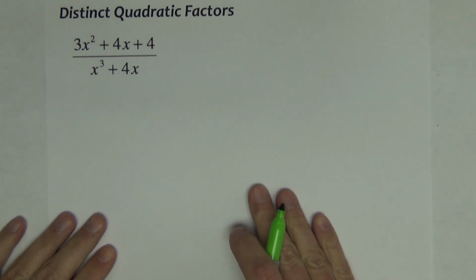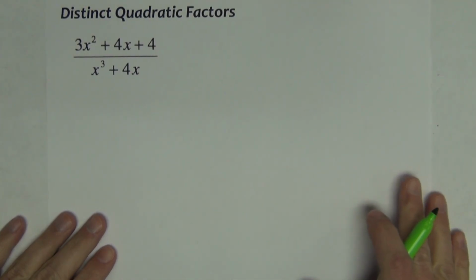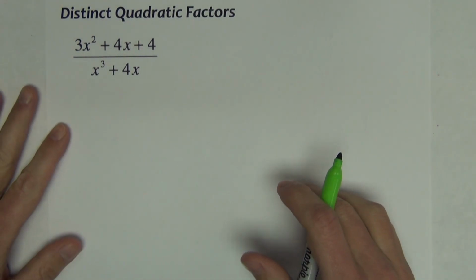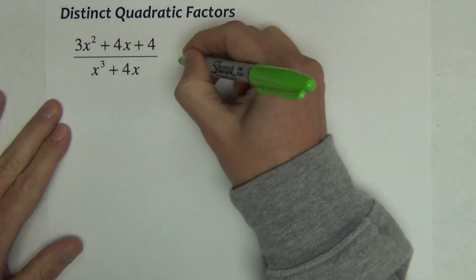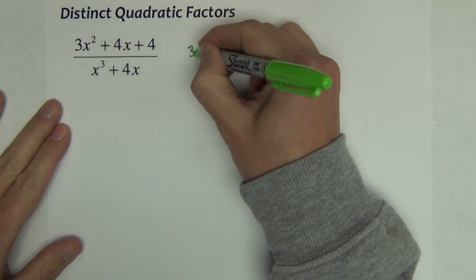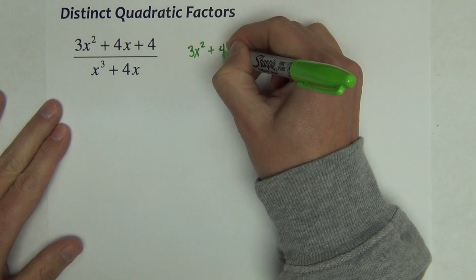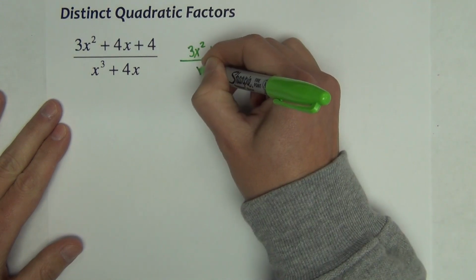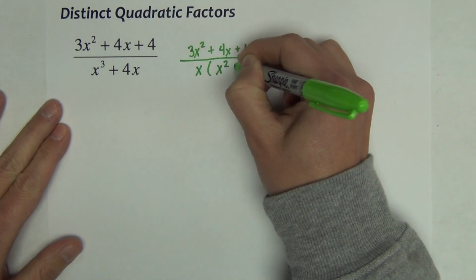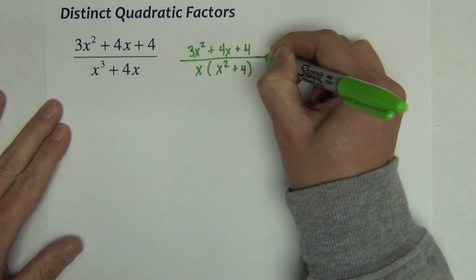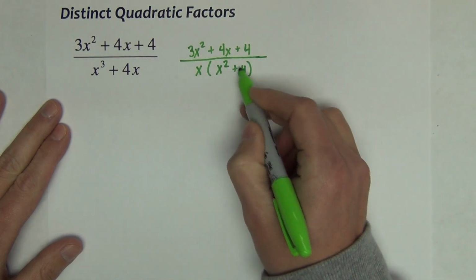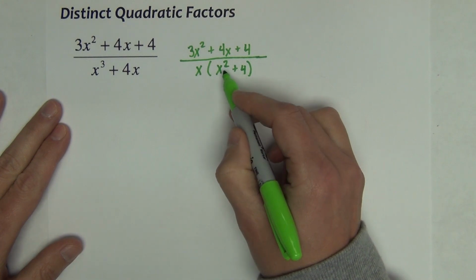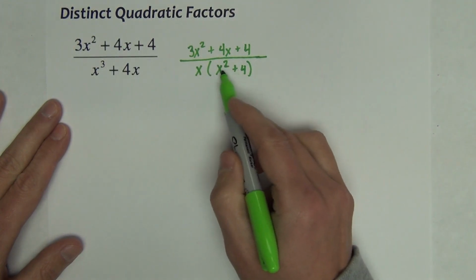Alright, the next type of problem we're going to look at is one in which we have distinct quadratic factors. So again, distinct being different, but this time we have quadratic factors, irreducible quadratic factors. The first step is again to rewrite the problem with a factored denominator. This denominator, I can remove an x as a common factor, leaves x squared plus 4. We see that that denominator contains the quadratic because it's a sum of squares. It doesn't factor over the reals. So this is what we mean by distinct quadratic factor.